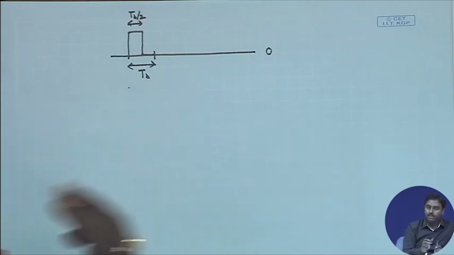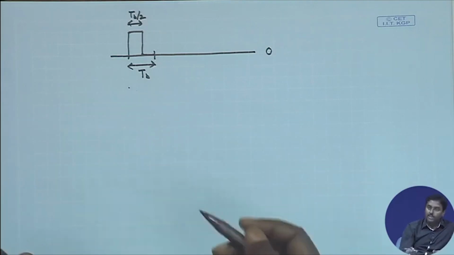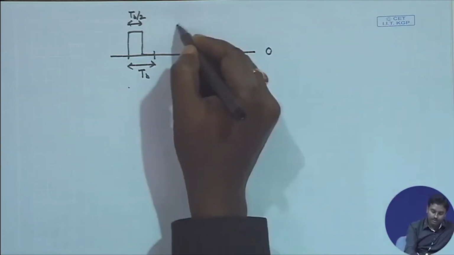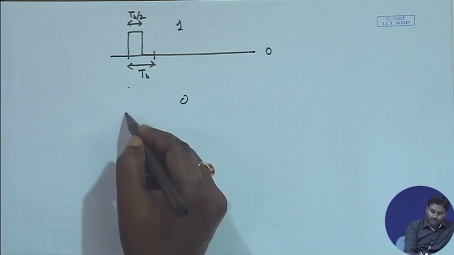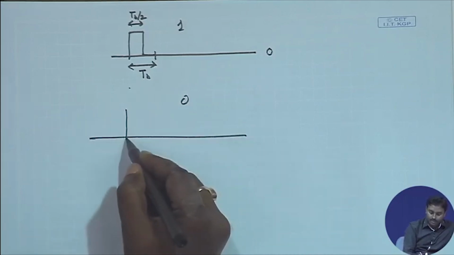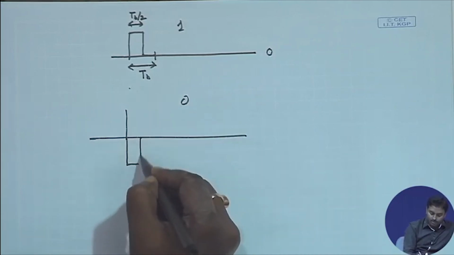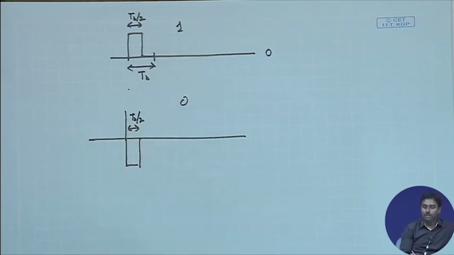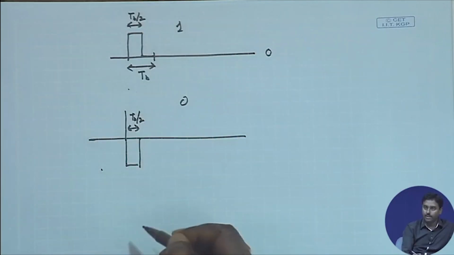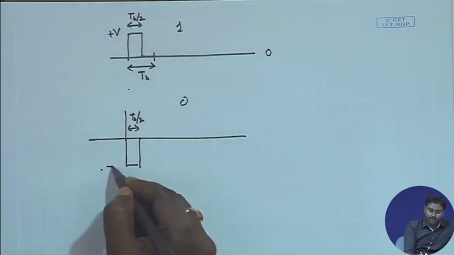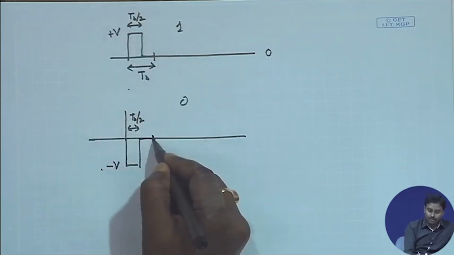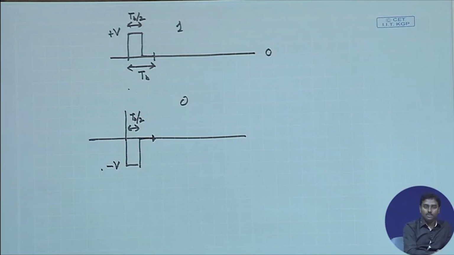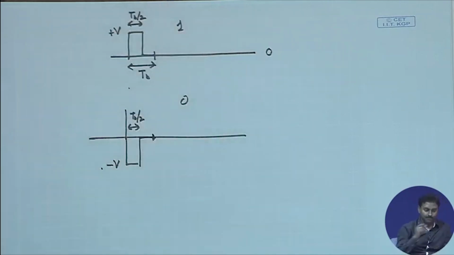So 1 is represented by this, and binary 0 is represented by this. For the first Tb by 2, or half cycle, it will be the negative of that same voltage. So if this was plus V, this will be minus V, and the rest of the part it will be 0. So this is my representation of 1 and 0.